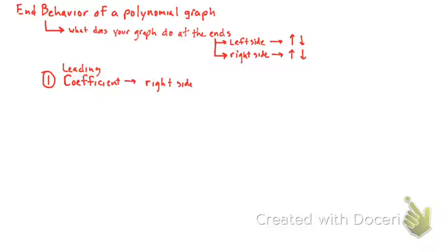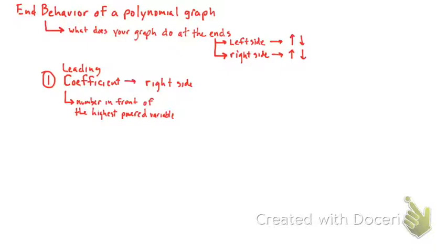If your leading coefficient, so what the heck is the leading coefficient? It is the number in front of, or multiplying, the highest powered variable. We call that the leading coefficient. I'll give you some examples here. Let's just get this stuff down.